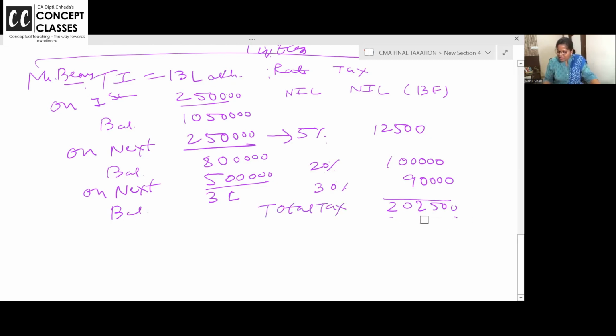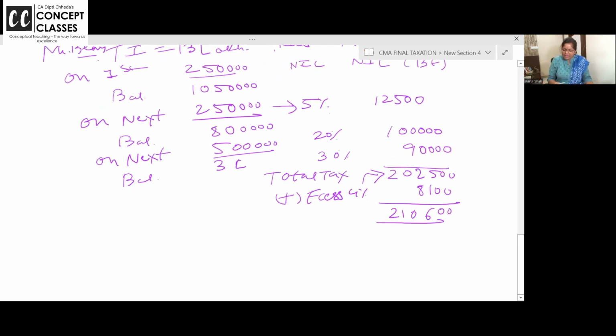Now there is no surcharge right now. I'll tell you the reason why. But whatever tax you pay to government, on that you have to pay 4% e-cess. That is coming to 8,100, and your tax payable is 2,10,600. Did you all understand this?